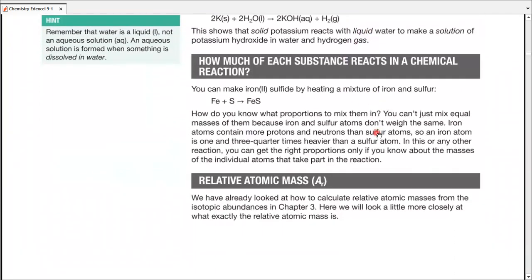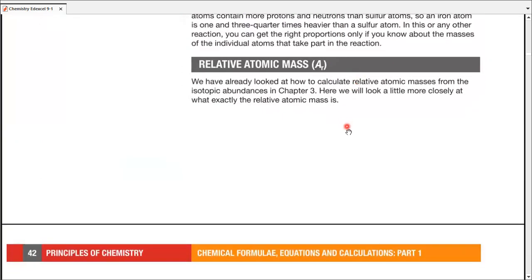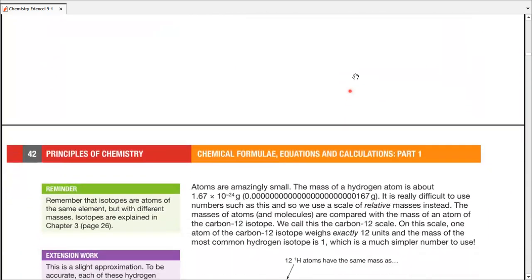Now, how much of a substance really reacts in a chemical reaction? We need to understand this. And in order to understand this, we need to understand masses because not all the atoms weigh the same. Some atoms are heavier, some atoms are lighter, which actually brought us to relative atomic mass or Ar. This is something that we covered back in Chapter 3.